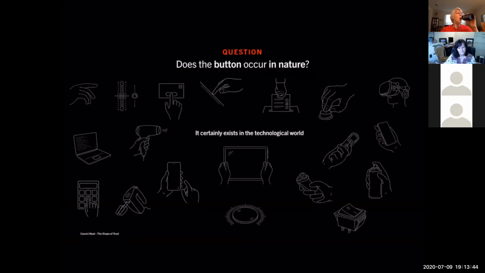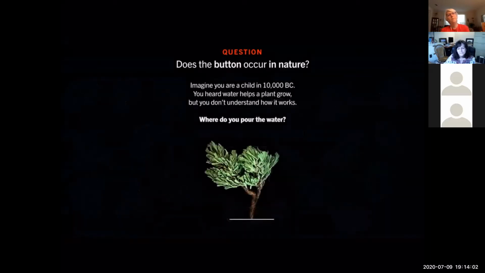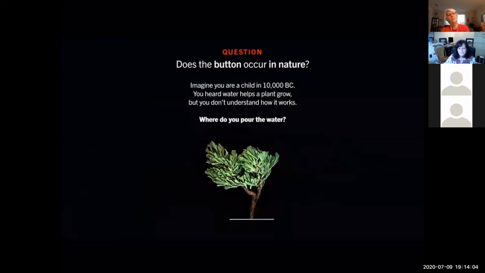It certainly exists in the objects that we interact with. It's all over them. Just imagine how many buttons you've pressed today in your digital interactions. I'm going to unpack this question. Just give me a little time to unpack it. Put on your play hat and imagine you're a child in 10,000 BC, and you've heard that water essentially helps plants grow, but nobody's explained to you exactly how.